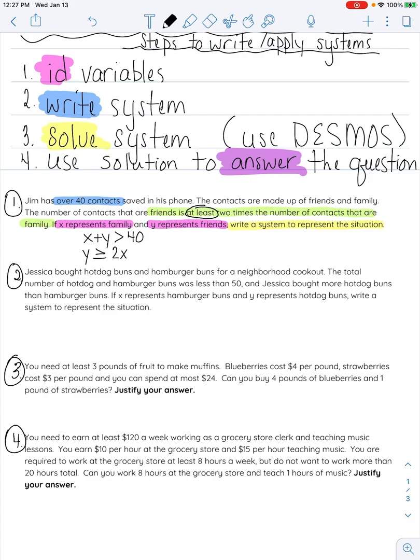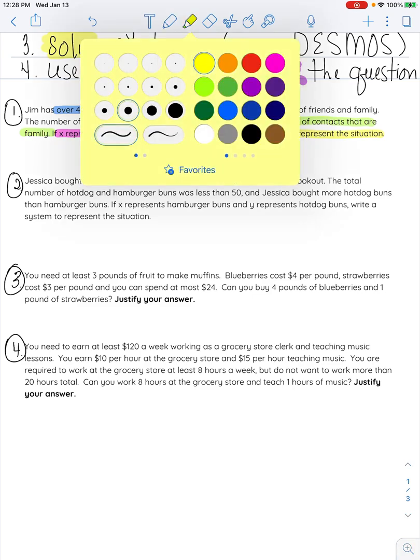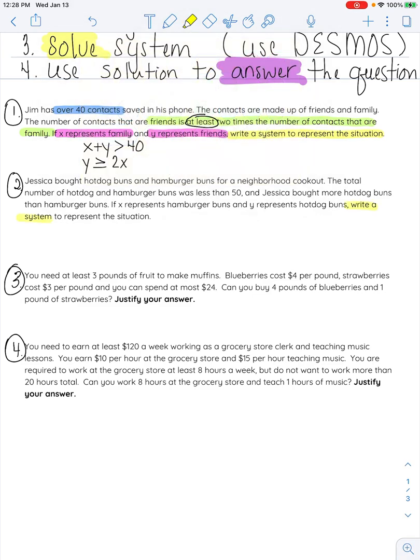Now let's go on to number 2. Again, I'm going to skim it and see what they want us to do. Jessica bought hot dog buns and hamburger buns for a neighborhood cookout. The total number of hot dog and hamburger buns was less than 50. And Jessica bought more hot dog buns than hamburger buns. X represents hamburger buns. Y represents hot dog buns. Here's what they want us to do: write a system to represent the situation. And almost always the question or what they want us to do is at the end, but just make sure.